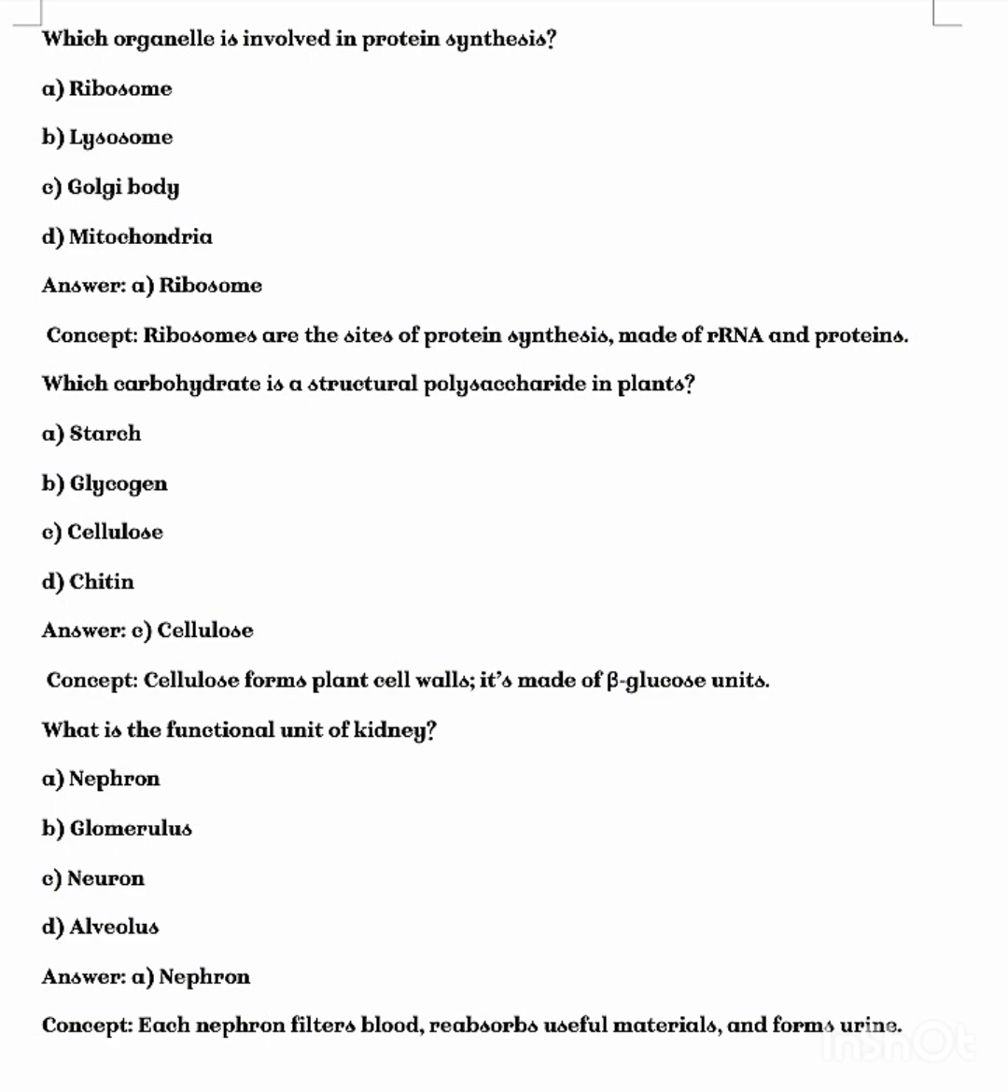What is the functional unit of kidney? A. Nephron, B. Glomerulus, C. Neuron, D. Alveolus. Answer: nephron. Concept: each nephron filters blood, reabsorbs useful materials, and forms urine.